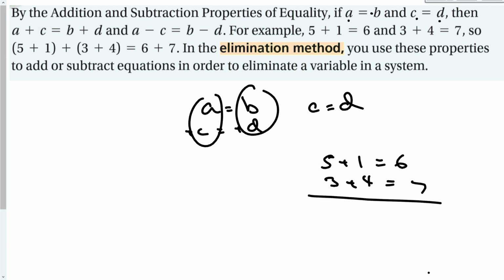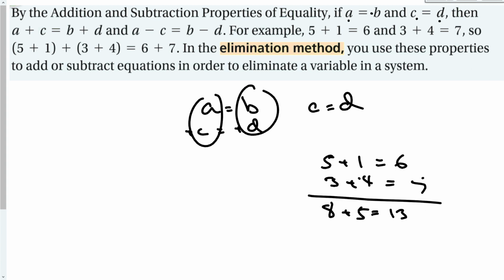If I were to add these two equations together, or if I were to add 3 plus 4 to 5 plus 1, I would still get 6 plus 7. Or even better, if I add these two equations together, I get 8 plus 5 is equal to 13. And 8 and 5 is actually 13. So no matter which way I look at these, I am allowed to do things like this. I am allowed to add the same thing to both sides of an equation, regardless if that same thing is 3 plus 4 or 7.